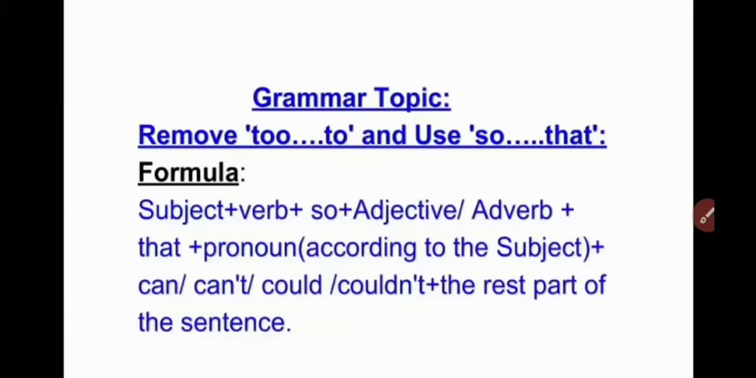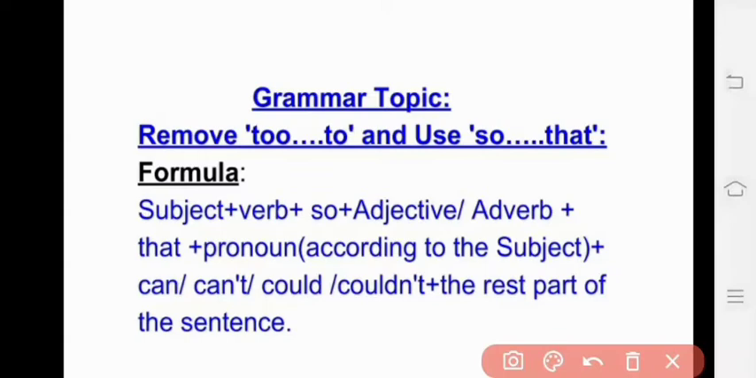Today you are going to learn a new grammar topic. The title of the lesson is Remove to and use of so that. Now let's begin the lesson with the formula. The formula is like this: when the sentence is given with to, if the sentence contains to, you should apply the same formula to convert it into so that.